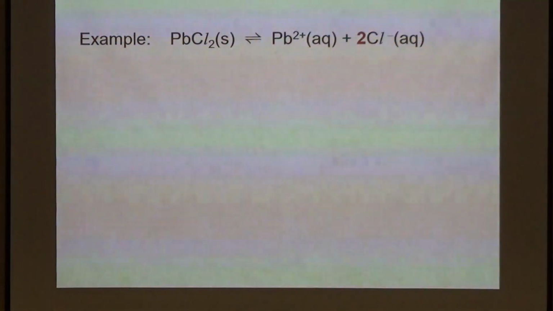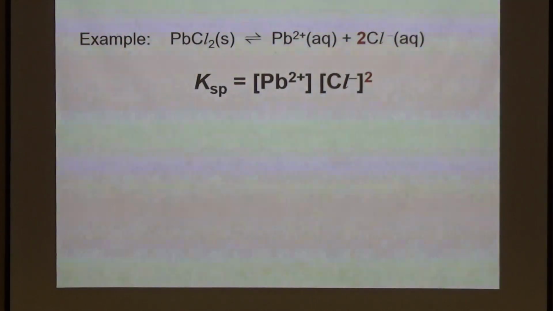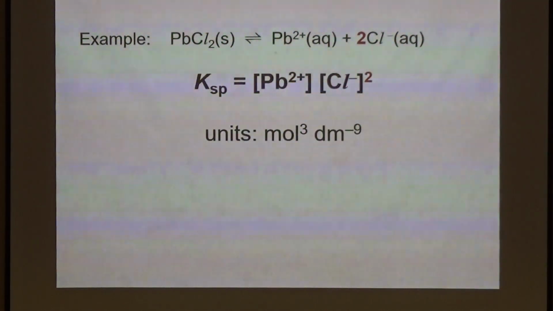Okay, so for example, lead chloride, okay, and Ksp is that. So the units will be mole to the power 3, dm to the power minus 9.